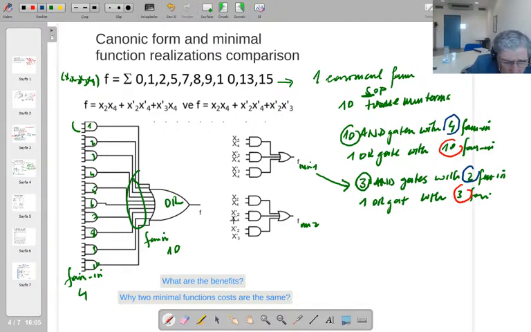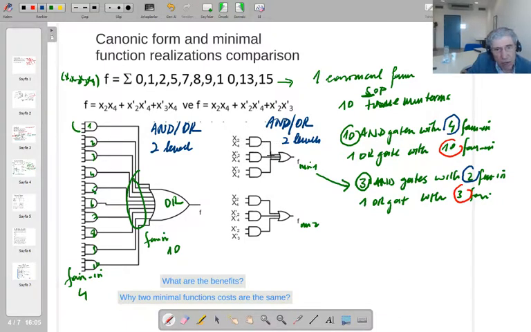Now, what has changed? What has not been changed? We can say that in this group, since it is sum of products form, this is AND OR form, and this is also AND OR form. This is 2 level, and this is also 2 level. These two have not changed. What has changed? The number of elements has changed. The fan-in values also change.